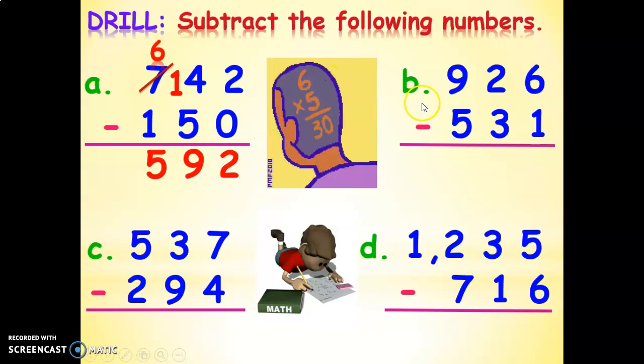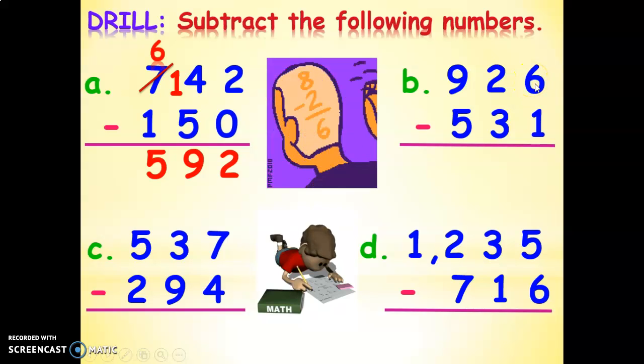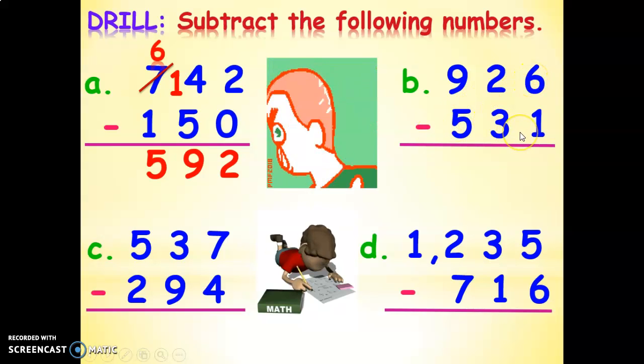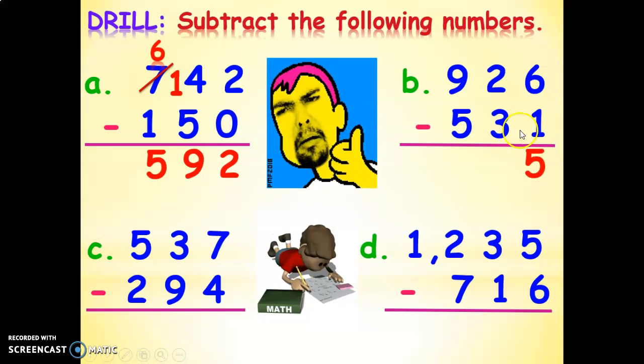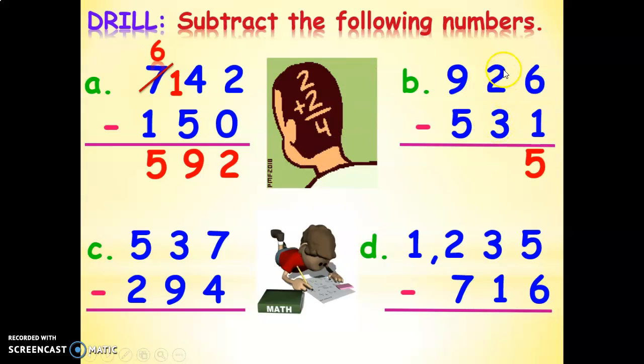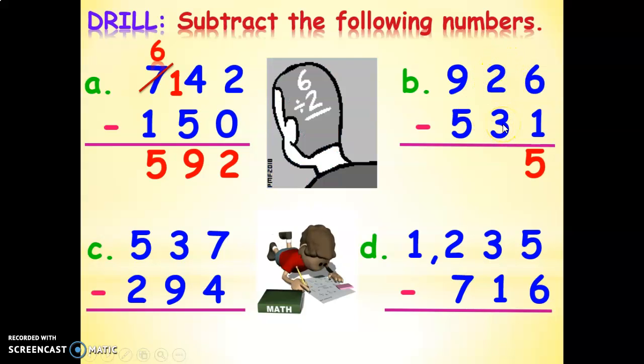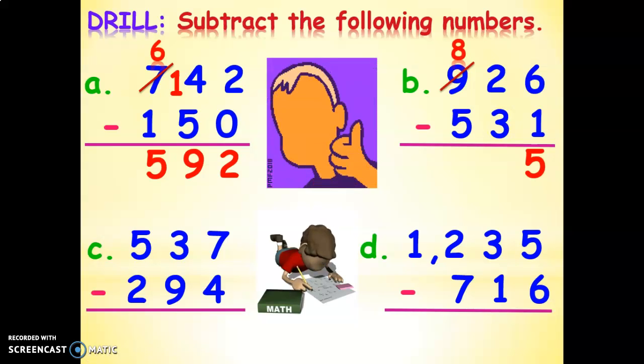How about the answer for letter B? Let's see if you got the answer right. So starting from ones place, that's 6 minus 1. The answer is 5. For tens place, we have 2 minus 3. But 2 is smaller or less than 3. So what we need to do again is to borrow from the next digit.